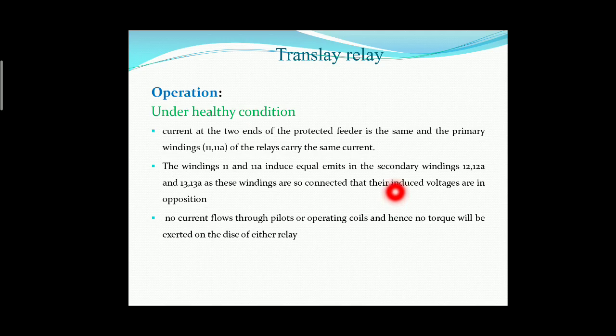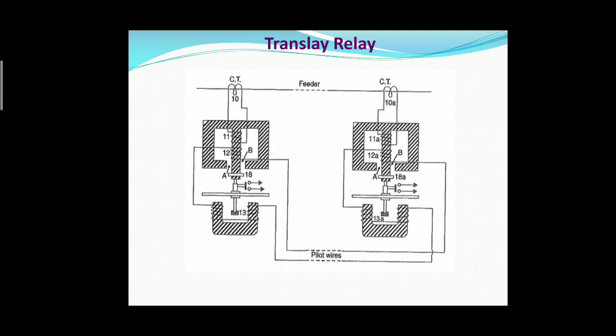But if any internal fault occurs in that feeder line, in that situation the entering current differs from the leaving current. That means if the current entering is I1 and the current leaving is I2, there is some difference between the entering current and the leaving current. Therefore we are taking the algebraic sum of these two currents.